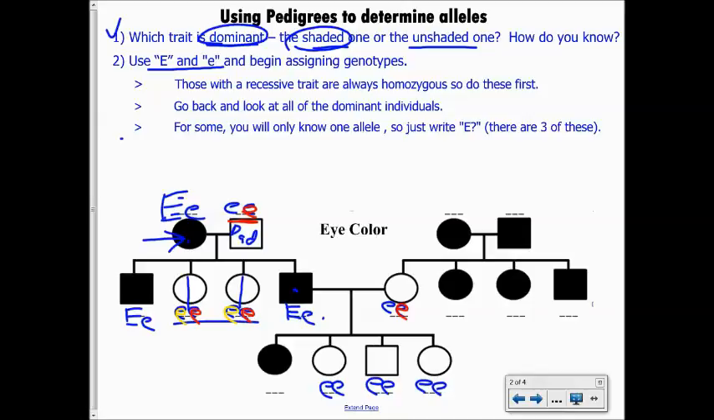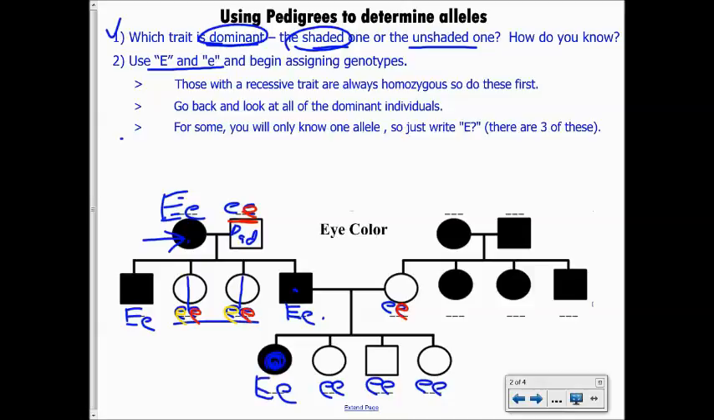And since they're the same, it doesn't really matter which one. So now we know one of the two alleles. And just as before, if this is the dominant trait, we must have a dominant allele. And that had to come from the father, which means we got our big E from the father.